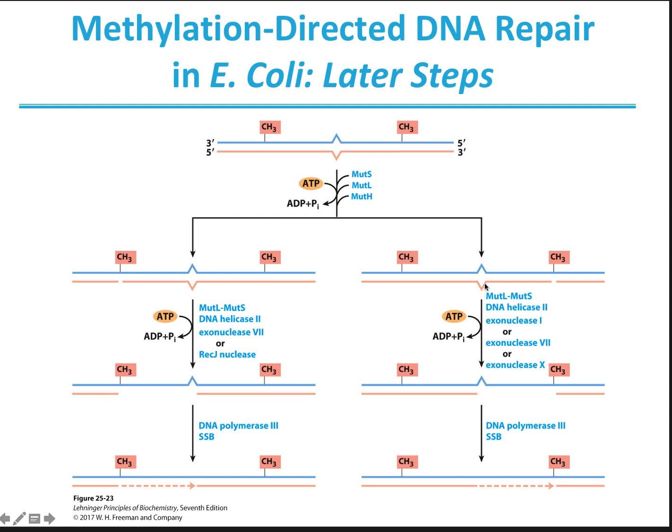Alternatively, if the sequence is cleaved at the 3' end, we still have the MutL, MutS complex and the DNA helicase, but now we have the potential of three different exonucleases that then work to degrade this nucleic acid sequence. Again, the final step is the same as the first process, in that DNA polymerase III and the single-stranded binding protein work together to fill in this nucleic acid sequence. And again, DNA ligase comes in to connect the two.